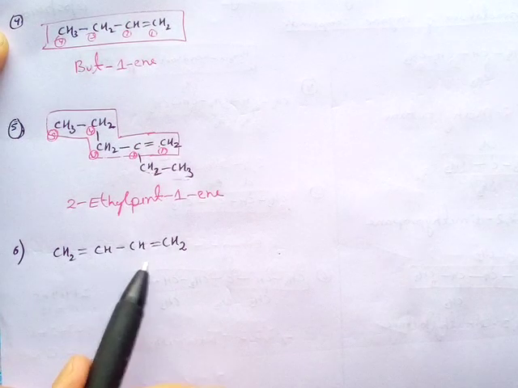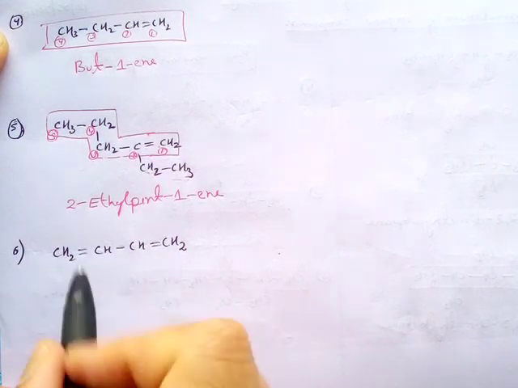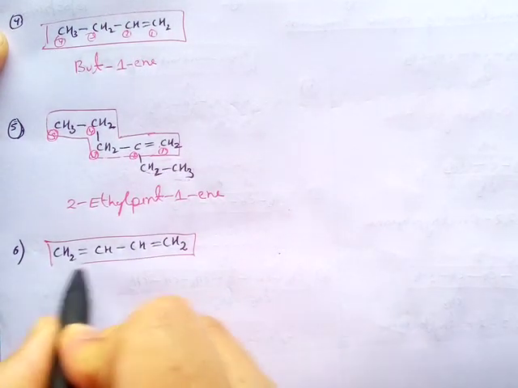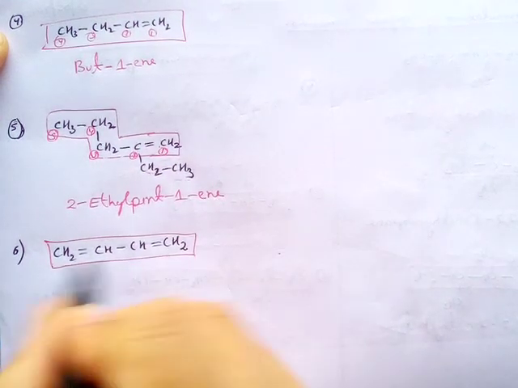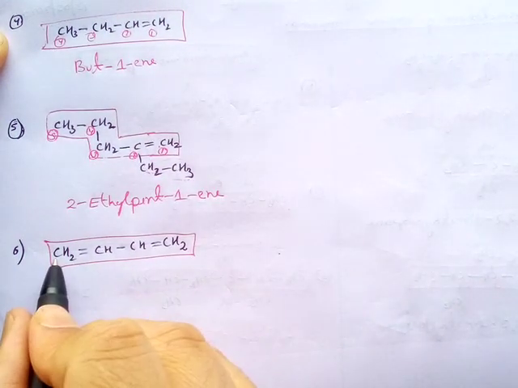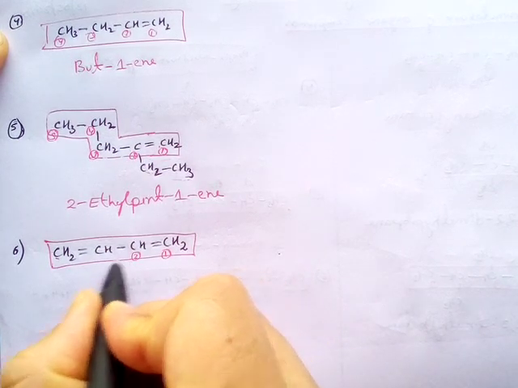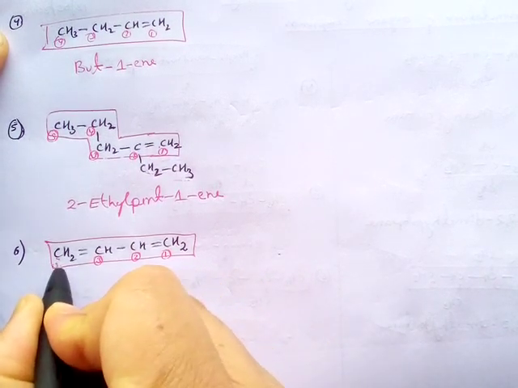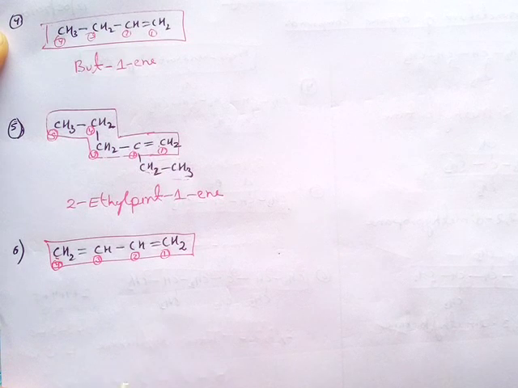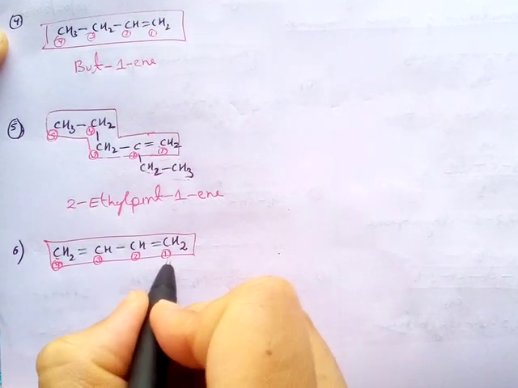Now this is a very important question. So basically the parent chain is this one, 4 carbon. You can do the numbering from either side, because here is carbon number 1 double bond, carbon number 2 double bond, so it is equivalent from either side. So what is its name?